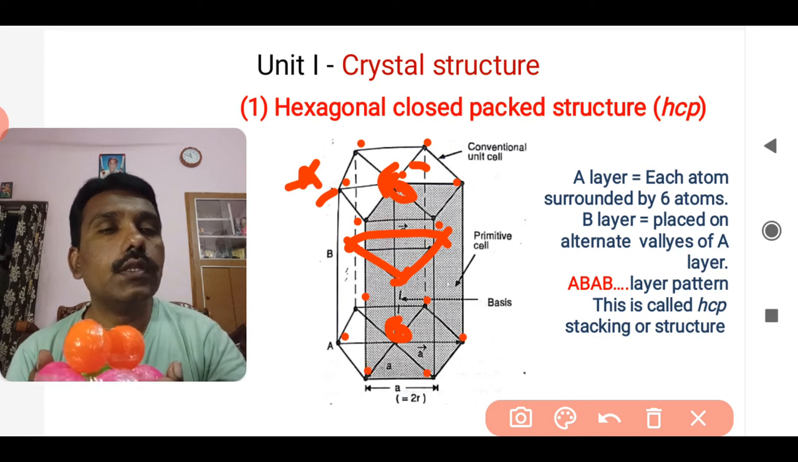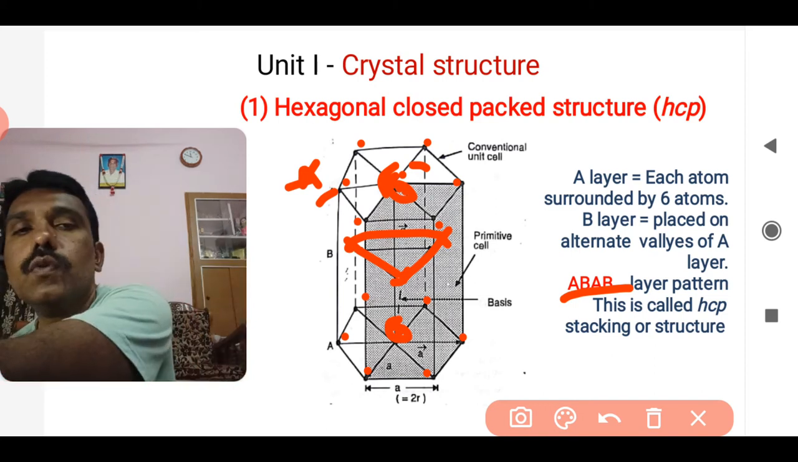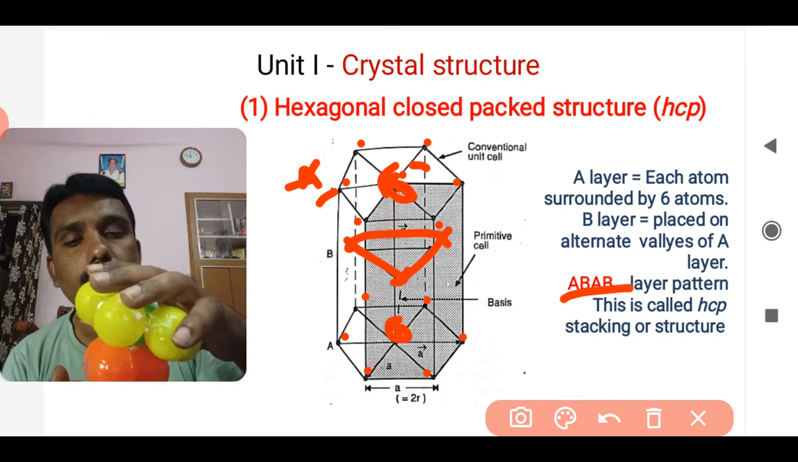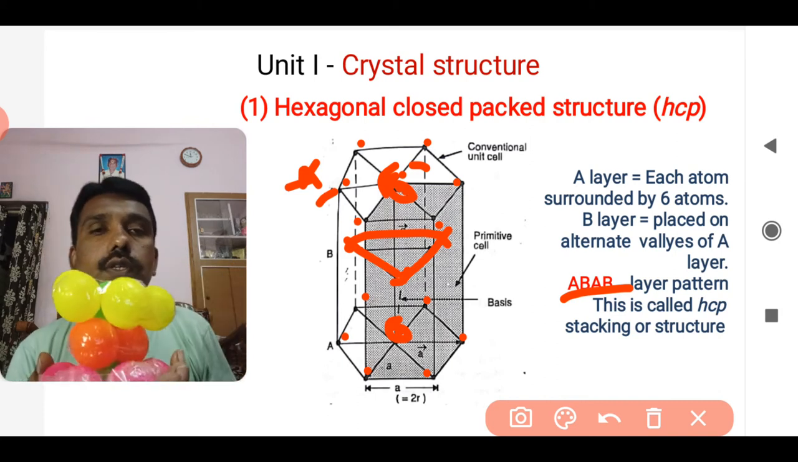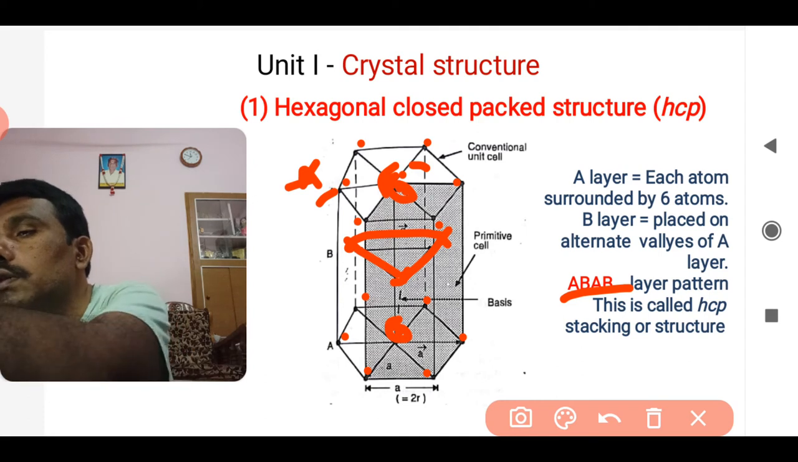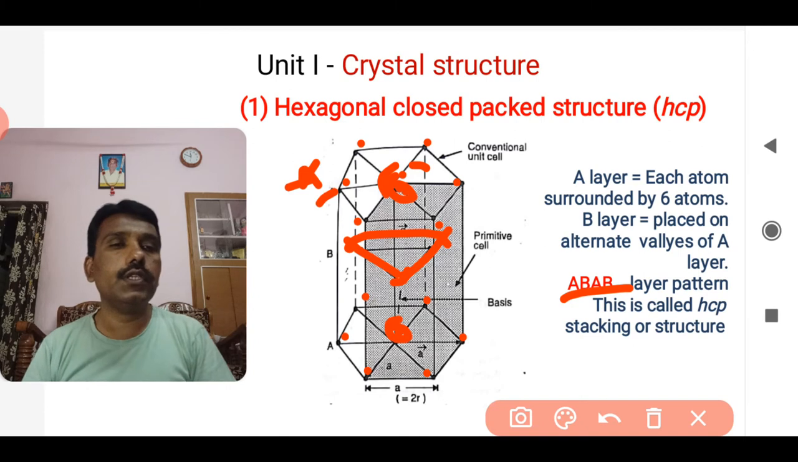So the structure is given as an AB layer arrangement. If you look at this again, here there are six atoms, and in this fashion the structure goes on and on and on. This is basically the hexagonal closed packed structure arrangement.